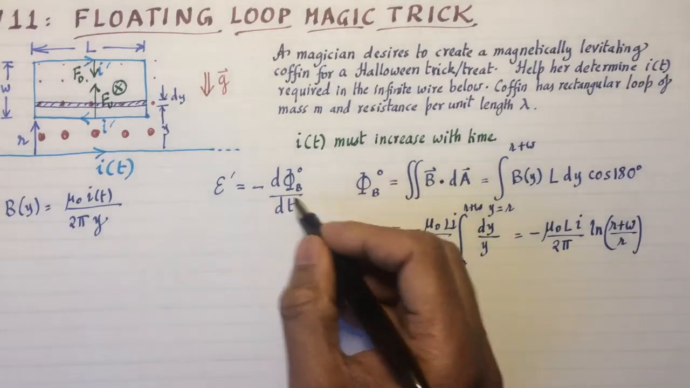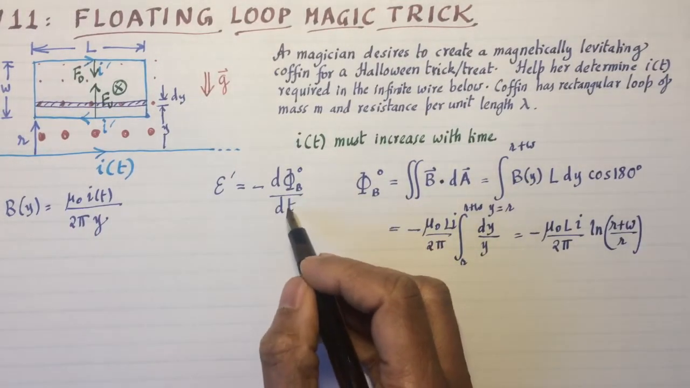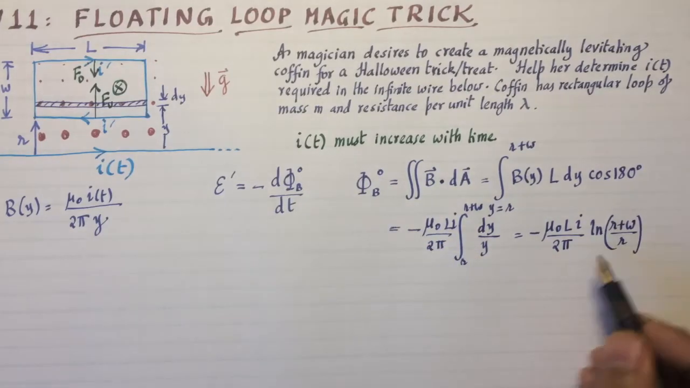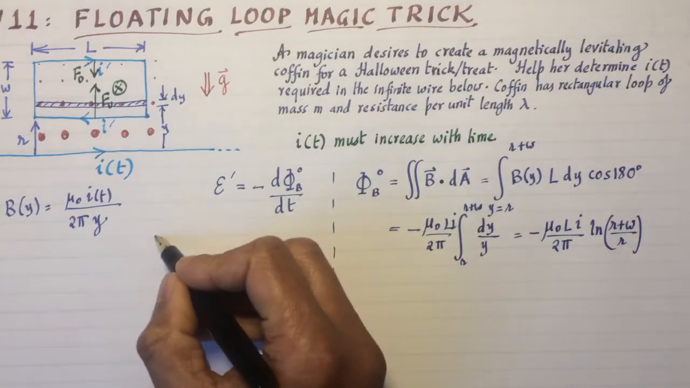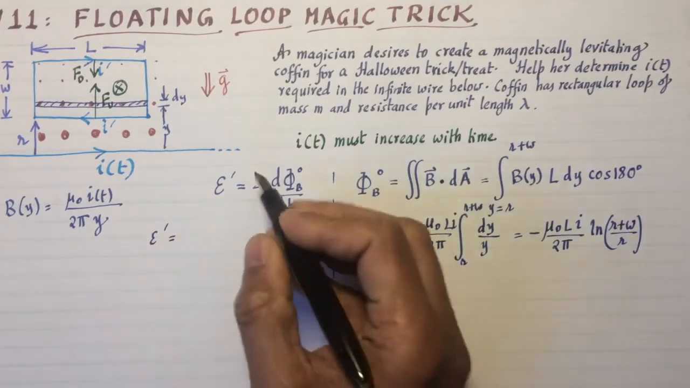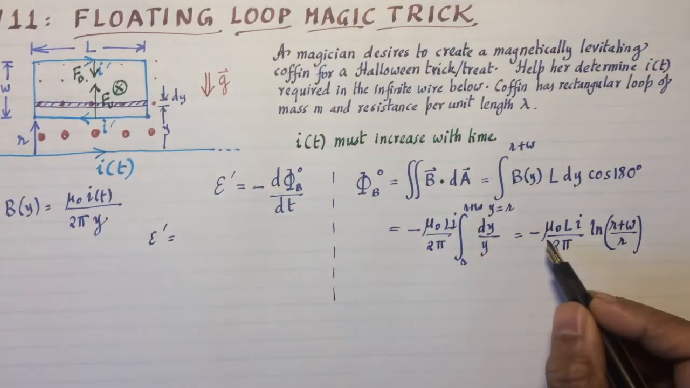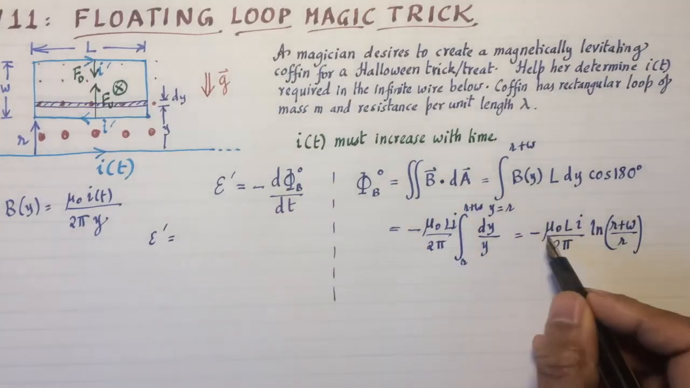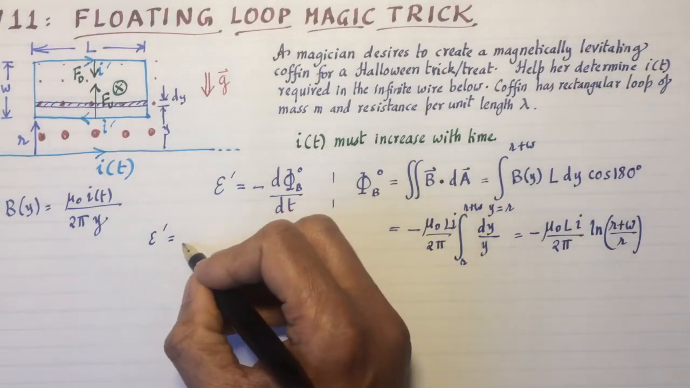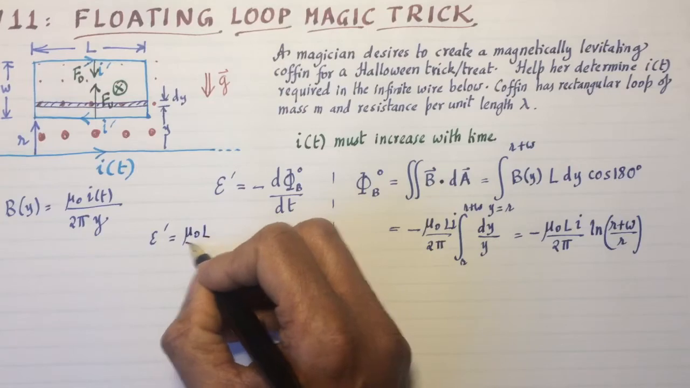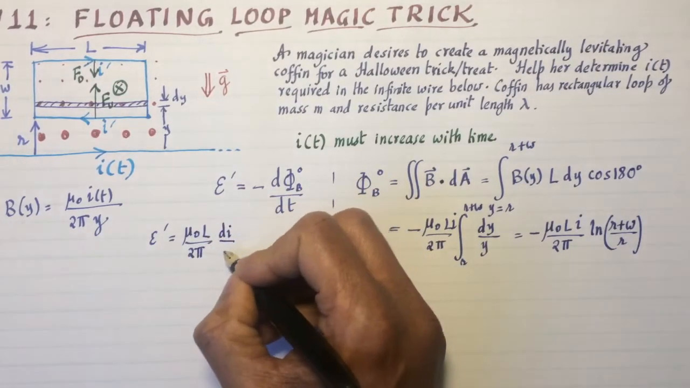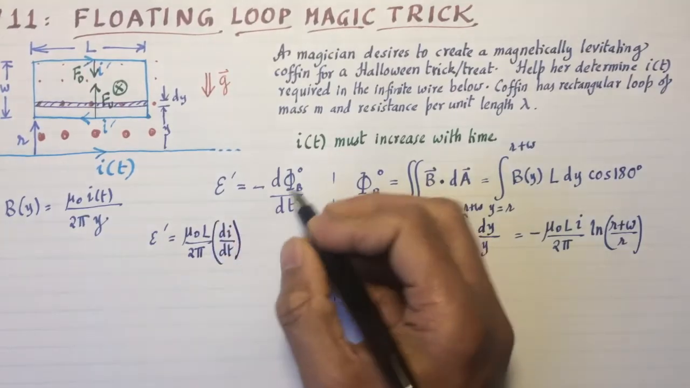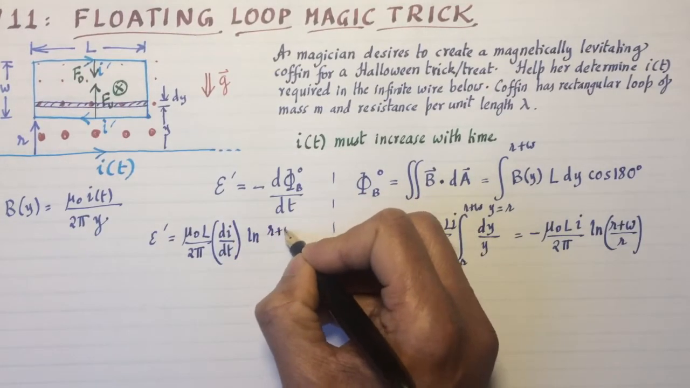The EMF by Faraday's law is the negative derivative with respect to time of the flux. Well, the flux is that, so let's figure out the EMF next. The EMF, E prime, I like to put primes for all the induced quantities. Because of the minus sign there, this minus sign disappears, and that gives me mu naught L over 2 pi times dI by dt, natural log of r plus w over r.